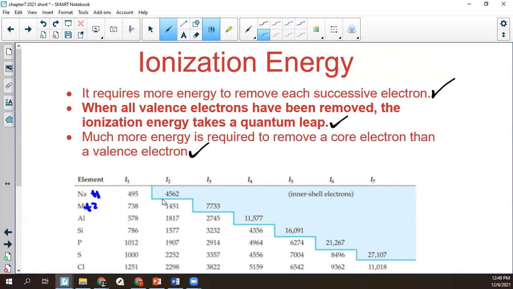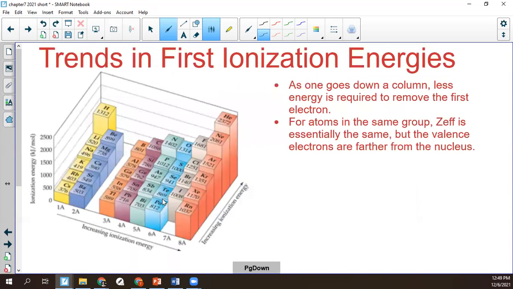This would be why noble gases do not react. This would be why sodium is very reactive. It takes 4,000 to react with neon, 495 to react with sodium. It's a huge difference. We'll talk more.